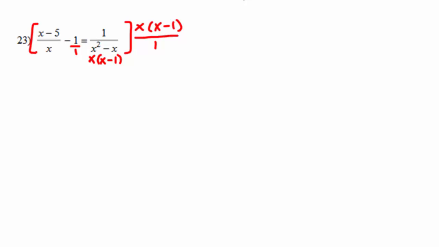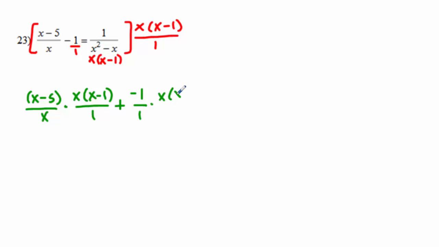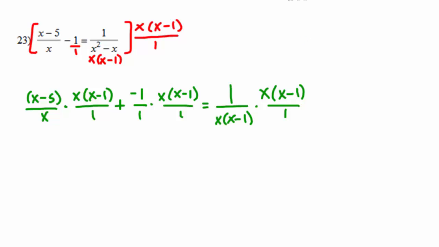I'm going to write this out again because I think for some of us that will help a lot. X minus 5 over x times x over x minus 1 over 1. I have a minus sign. So what the minus sign is going to do is it's really like I'm doing plus a negative 1. So put the negative with the top of our fraction times x minus 1 over 1 equals 1 over x times x minus 1 times x minus 1 over 1. So here my x and my x cancels, which means I'm going to have to FOIL x minus 5 and x minus 1.